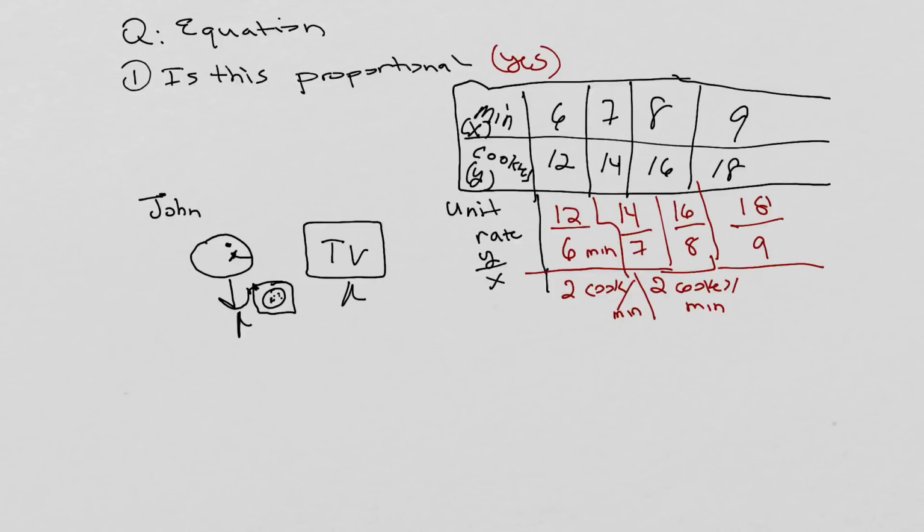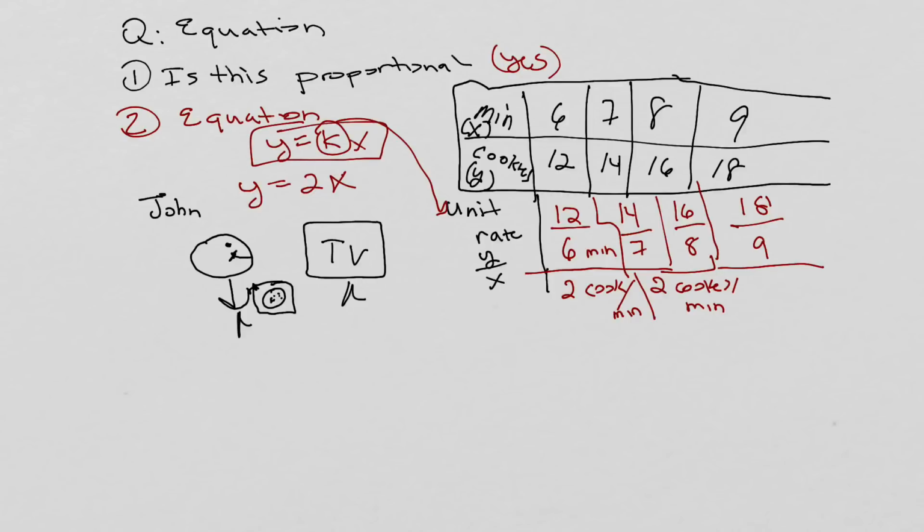Since this is proportional, we can go ahead and write the equation. So the equation is just going to be y equals kx. Well, what is k in this case? Remember, k stood for constant of proportionality, and constant of proportionality is just the unit rate. So the equation would be y equals 2x, since the unit rate is 2 cookies per minute, and we keep the x there. All you're doing is using y equals kx and replacing k with the unit rate.